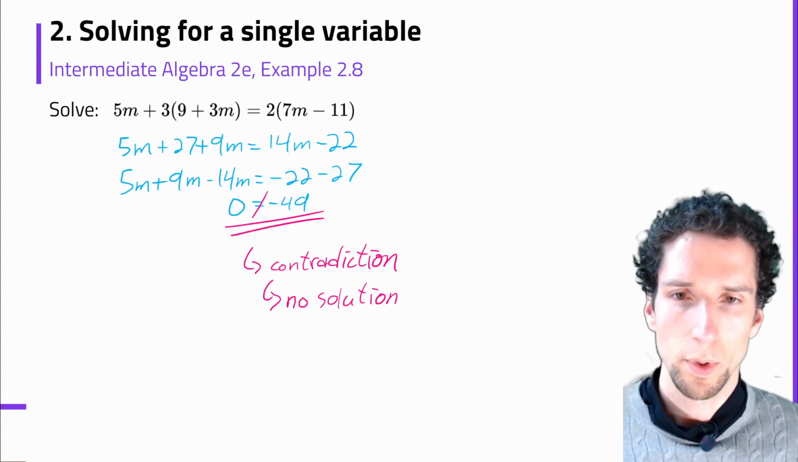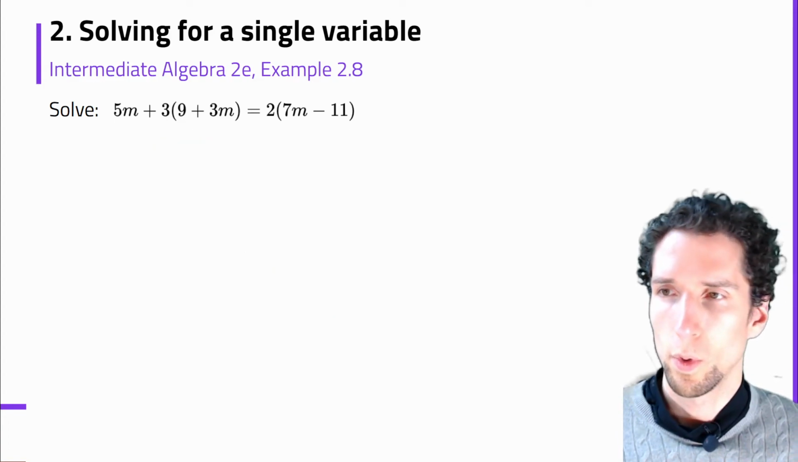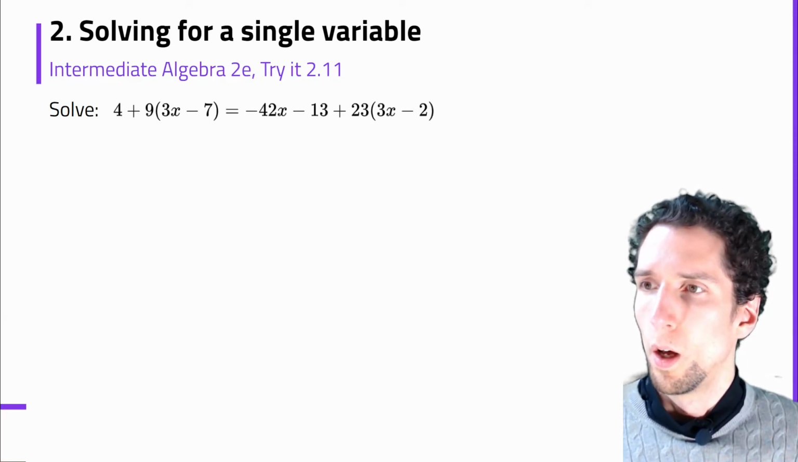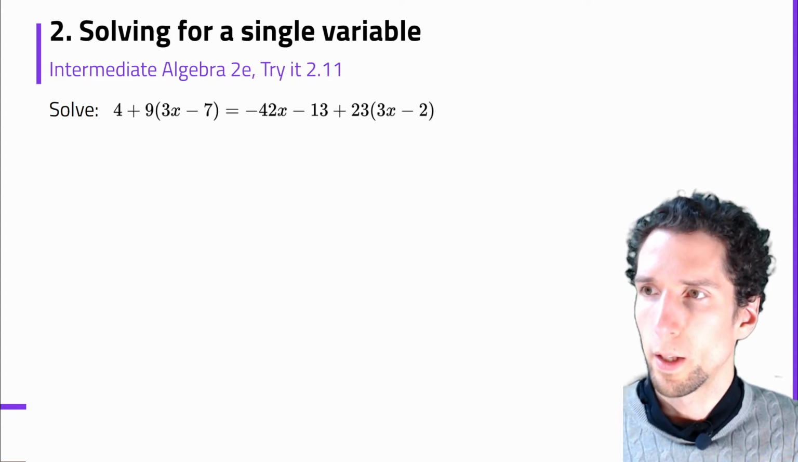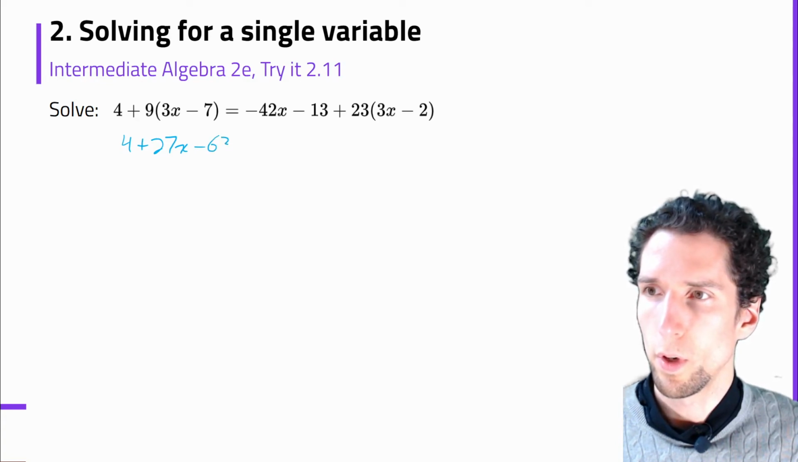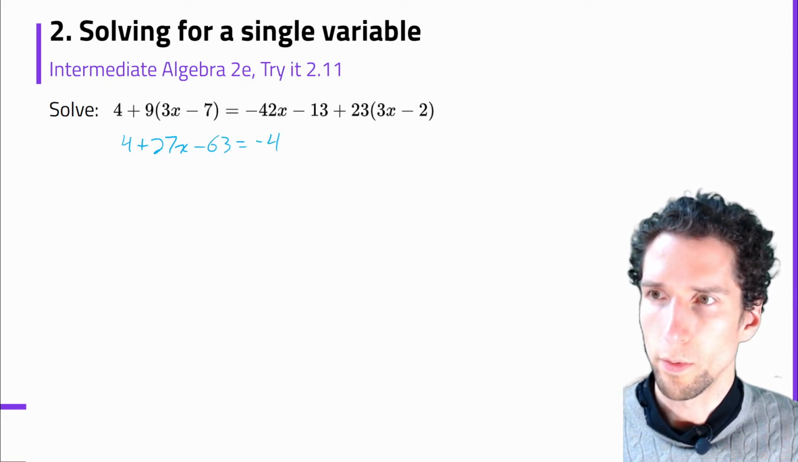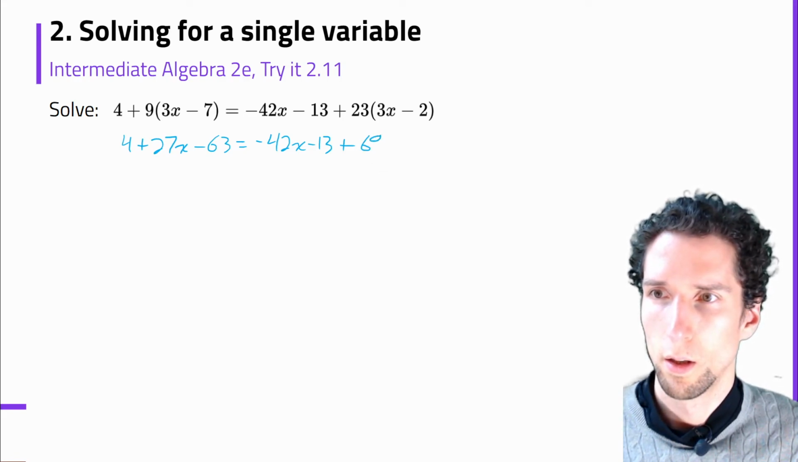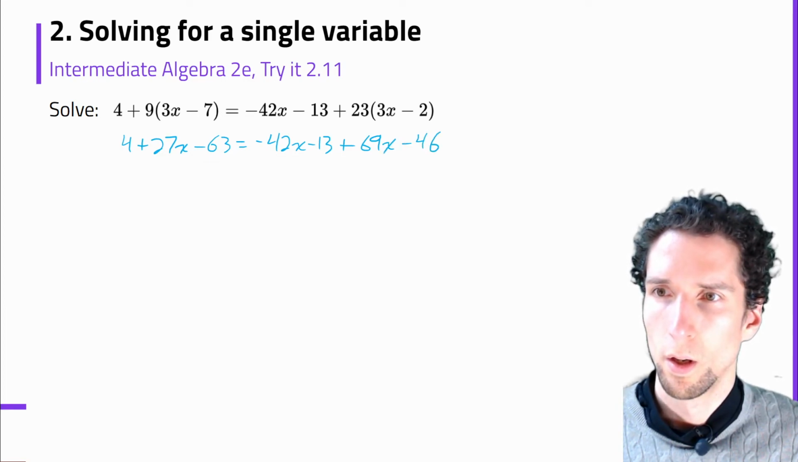Okay, that's this example. Let's look at another one. My turn here. Right, expanding again. So 4 plus 27x minus 973 equals negative 42x minus 13 plus 3 times 23, 4669x and minus 46.